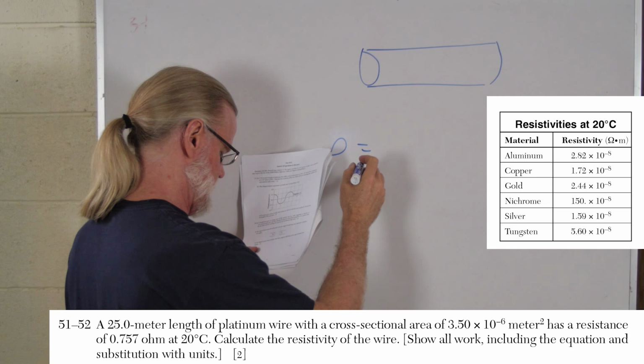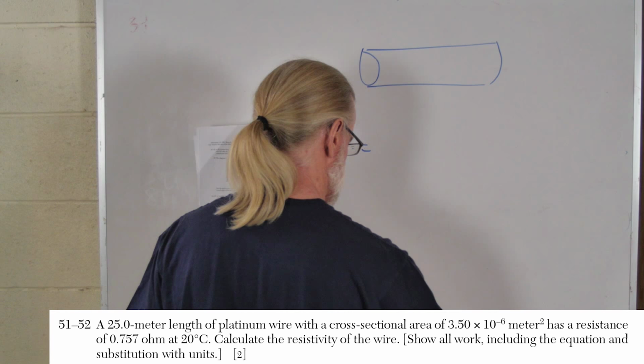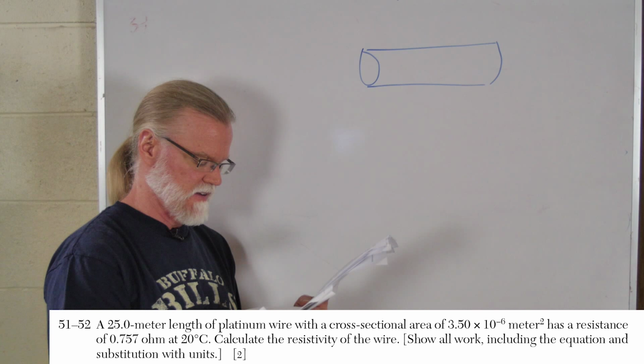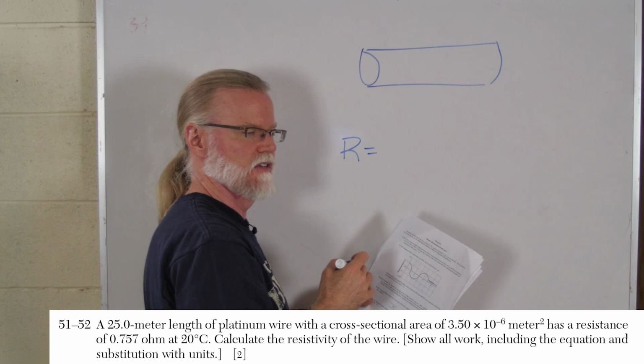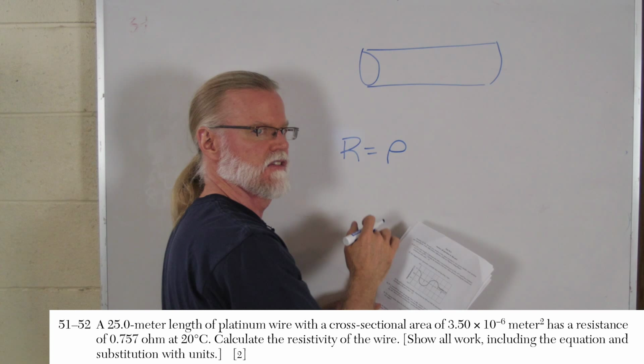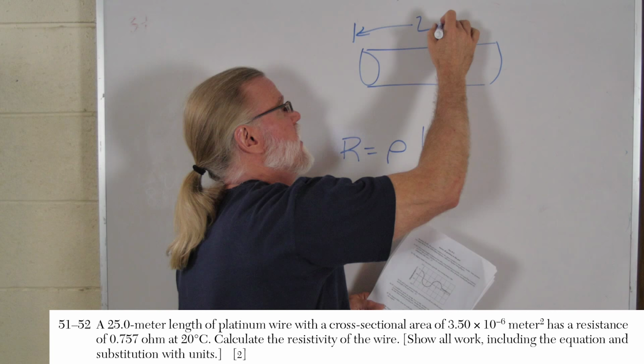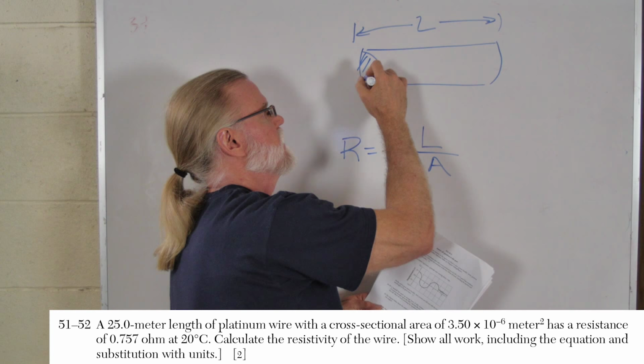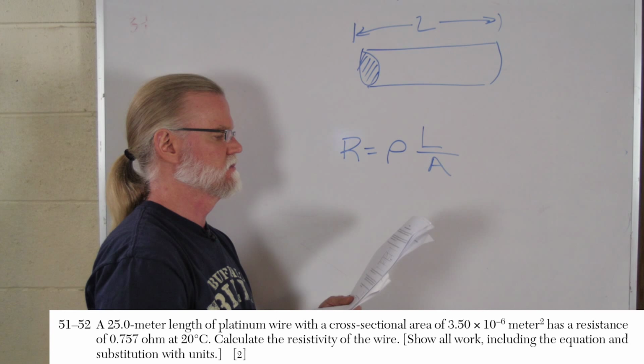So we can't use the table. They fooled me by saying 20 degrees C, but platinum is not there. There's only one relationship we're going to be using for resistivity. The resistance of a hunk of wire is what it's made out of, the resistivity, times the length of the wire, divided by the cross-sectional area. The wires are round, so we have cross sections of circles. Calculate the resistivity of the wire.